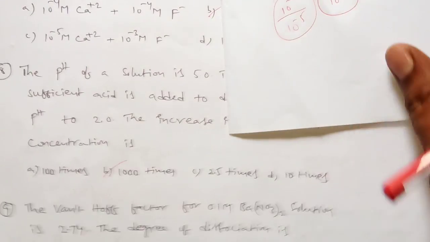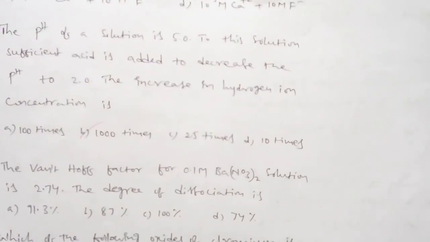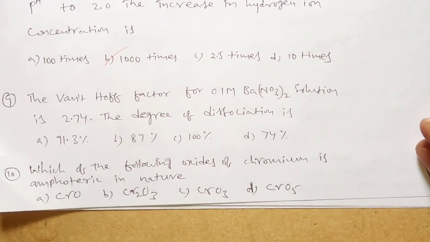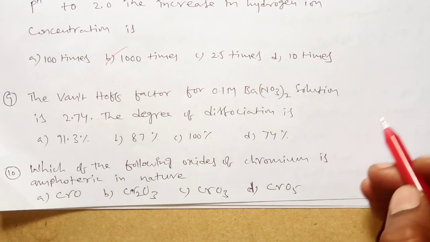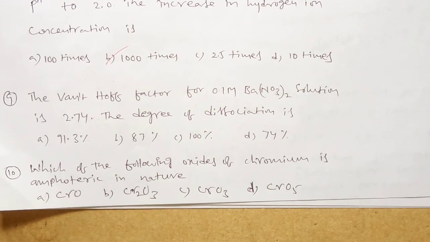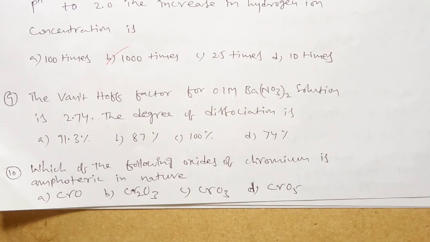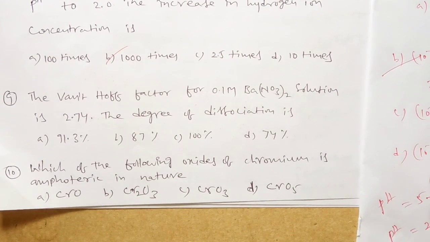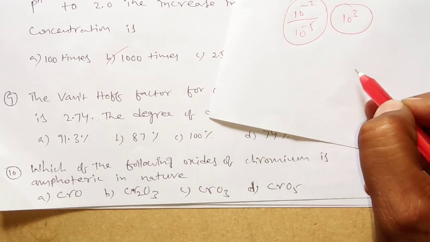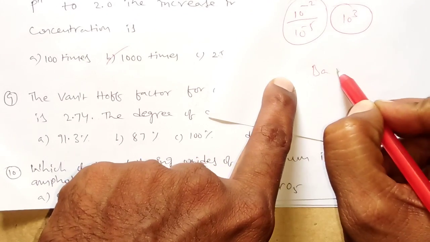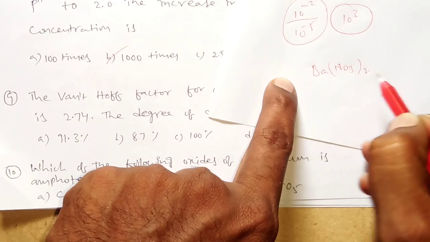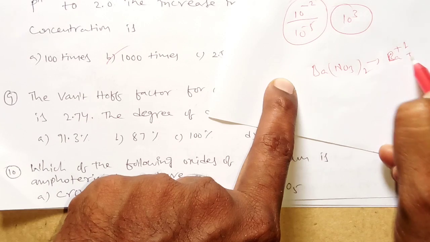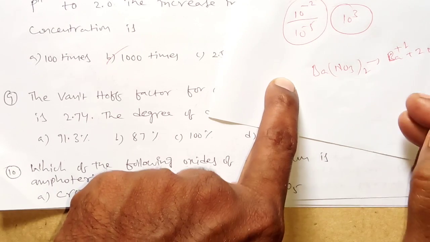Next question. The Van 't Hoff factor. Look at the question clearly. The Van 't Hoff factor for 0.1 m Ba(NO3)2 solution is 2.74. The degree of dissociation is. So Ba(NO3)2, if we split into ions, what will you get here? Ba plus 2 plus 2NO3 minus.